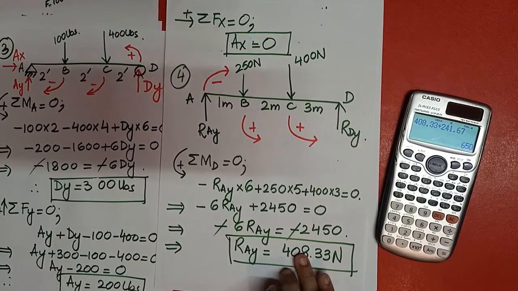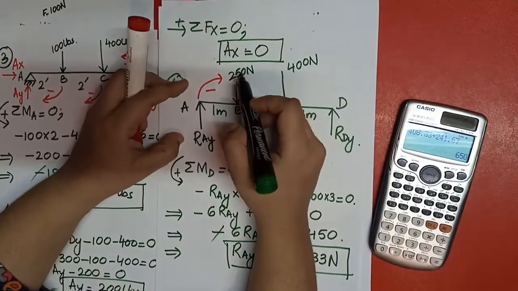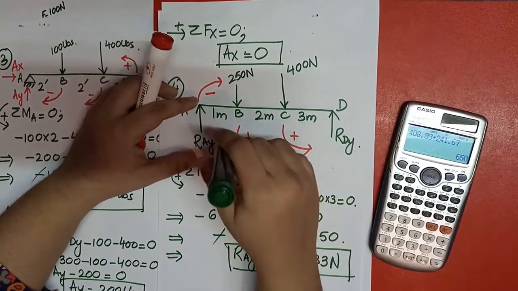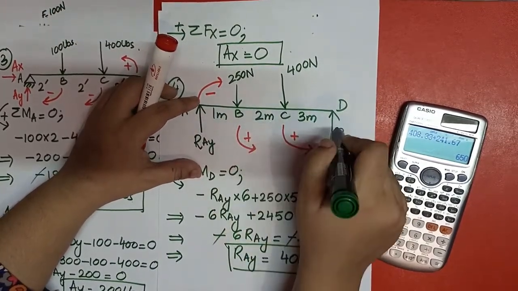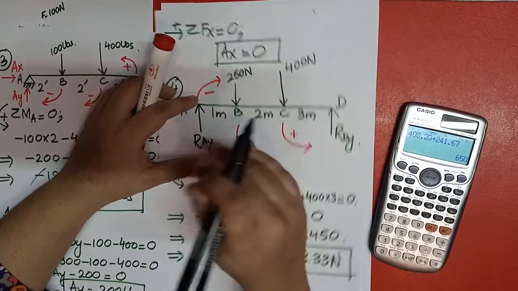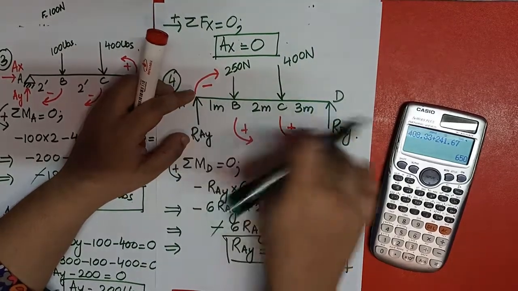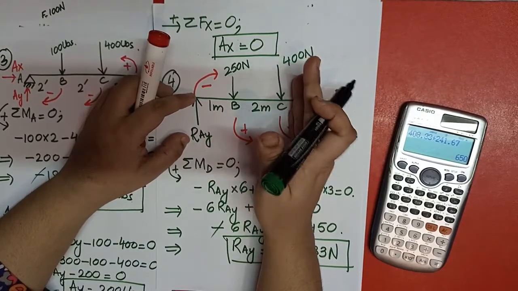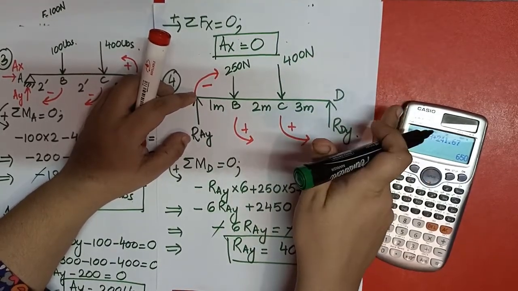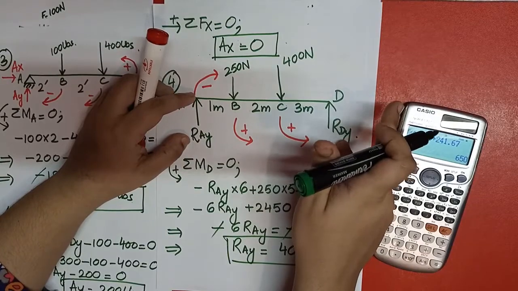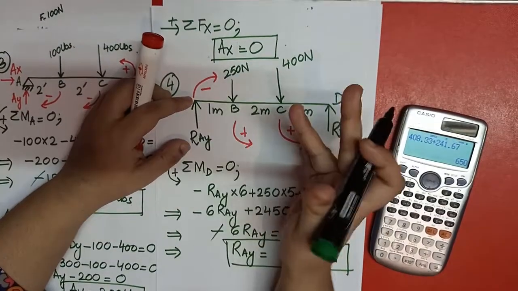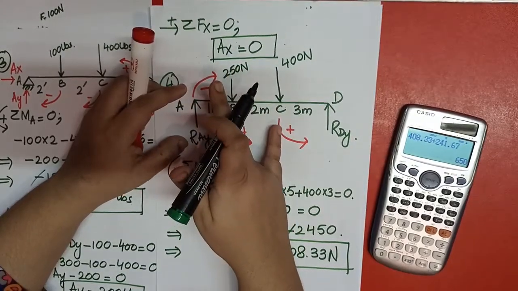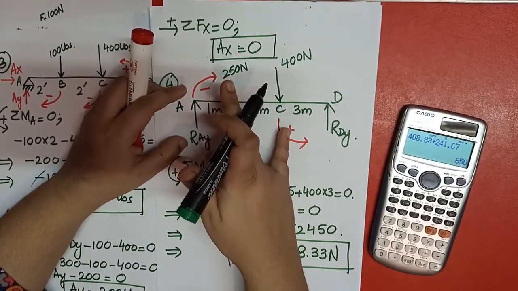Now I want to tell you one more thing here. You can see that forces are different here and the distances are also different here. So if the distances are different and forces are also different, what will happen? The values of the support reactions should be different. If more force is near to RDY, the value of RDY is higher than RAY. If the force is lesser near to RAY, the value of RAY should be smaller.